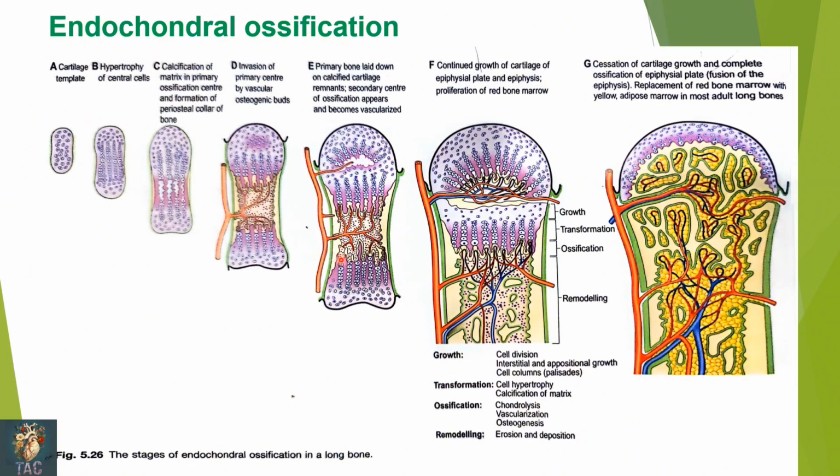So these are the different stages which are present in prenatal life, and in the postnatal life the secondary ossification centers also appear in the epiphyseal area. Here you can see the four phases which are present in the process of endochondral ossification. The first zone is the zone of cell division, in which the cells are added both for the interstitial as well as the appositional growth.